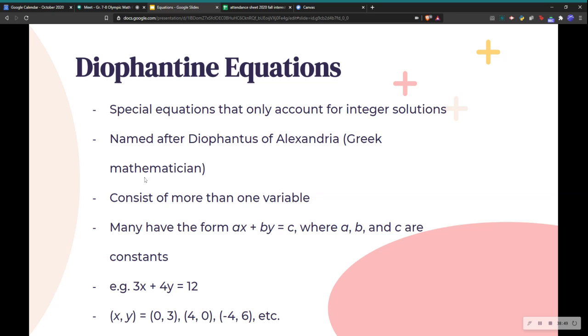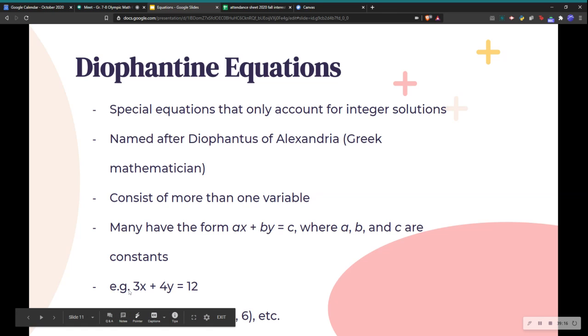And usually these Diophantine equations consist of more than one variable. And they usually have the form ax plus by, so a times x plus b times y is equal to c, where a, b, and c are constants. So a, b, and c are not the variables in this equation. The variables are x and y. A, b, c are just constants, which you can substitute into. So for example, we have 3x plus 4y is equal to 12.